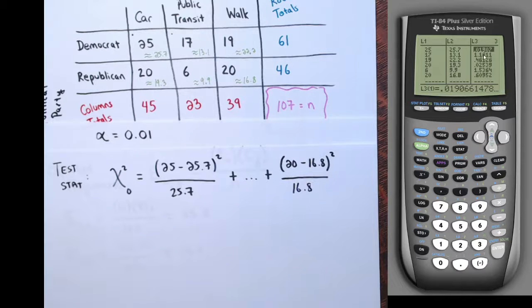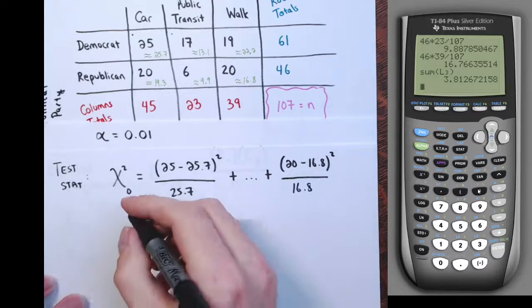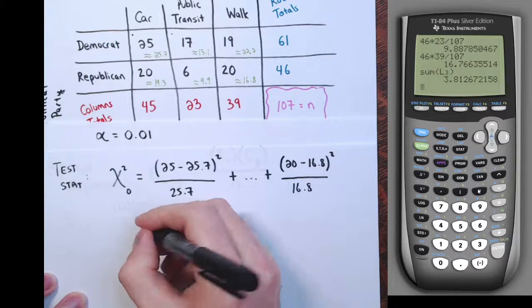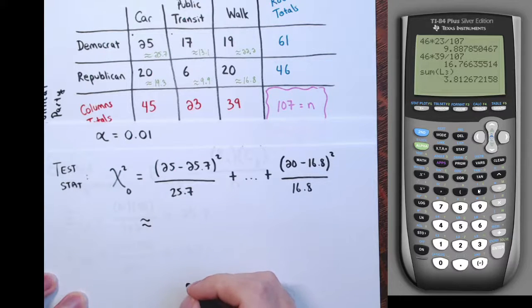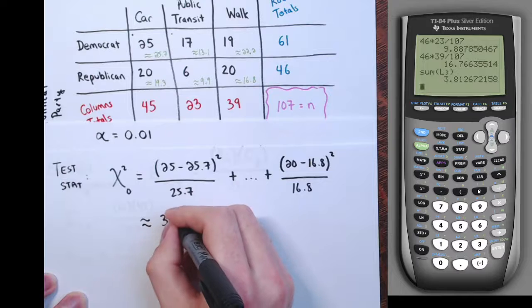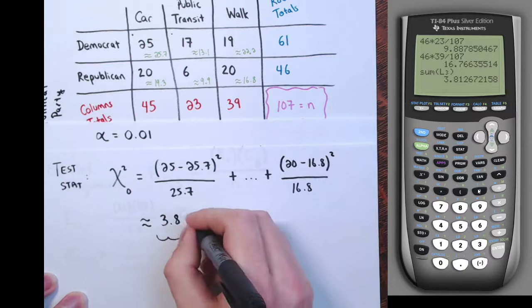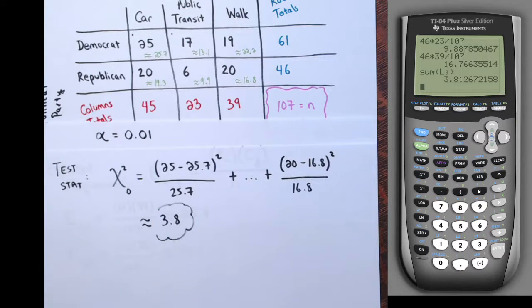I'm going to take the sum of the values in list L3. So I get out of this, go to the list area above Stat, over to Math, hit number 5 for sum, and add up the values in list L3. And there we go. Our test statistic, rounded to one decimal place, would be approximately 3.8. Chi-squared equals 3.8.